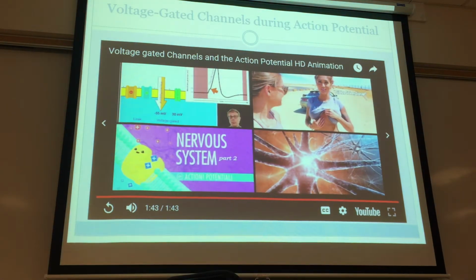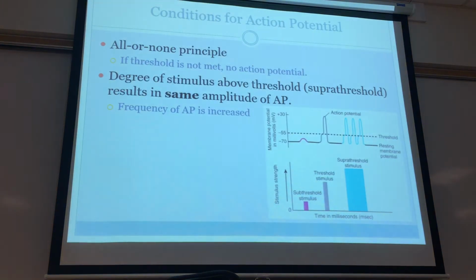So now that we've described what's taking place in that axon hillock, let's start to talk a little bit more about the conditions that are required for action potential.